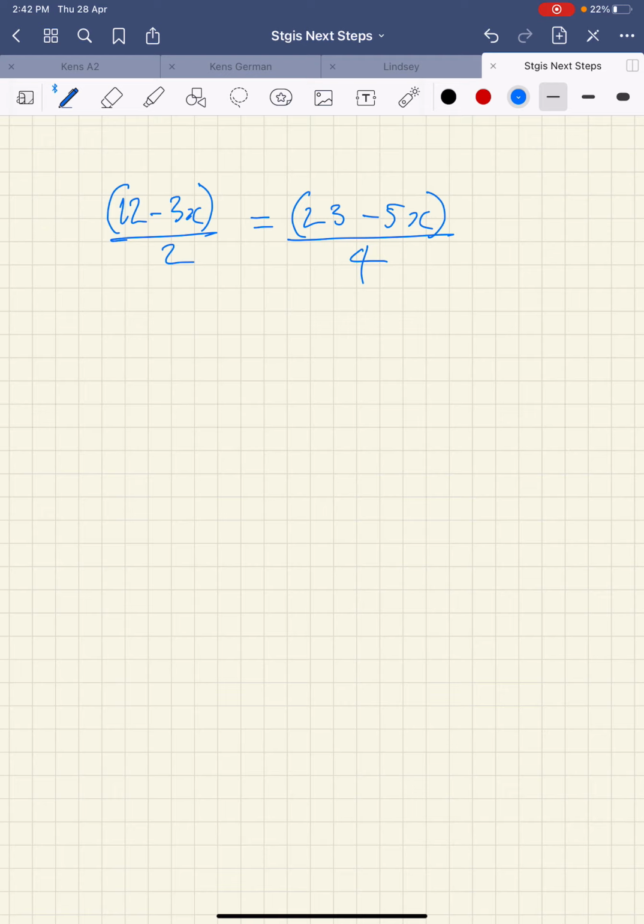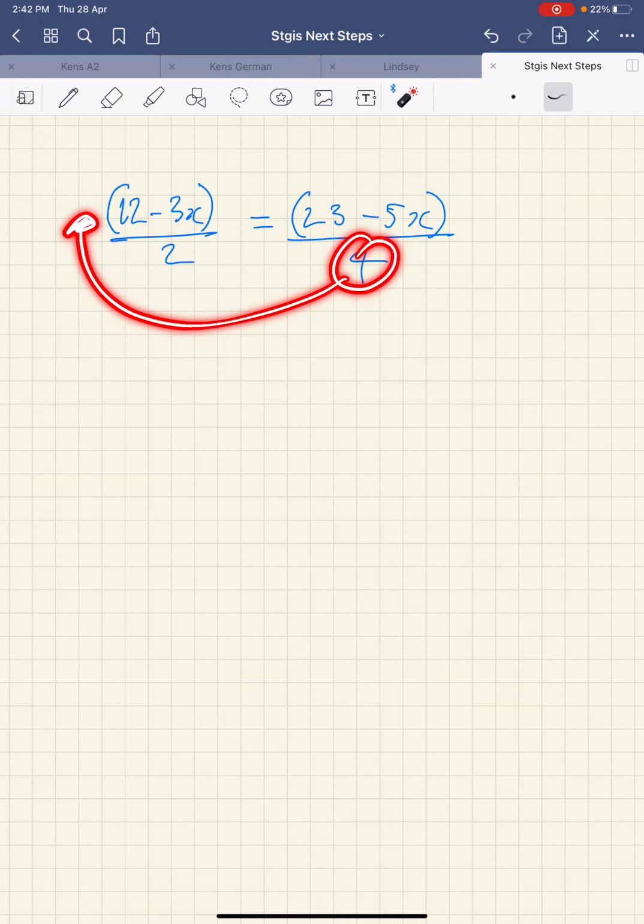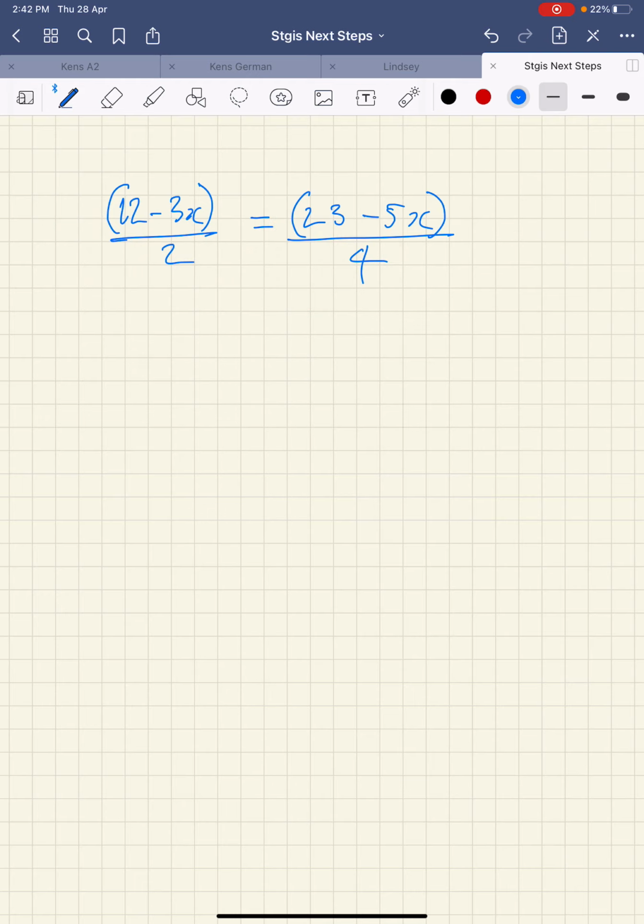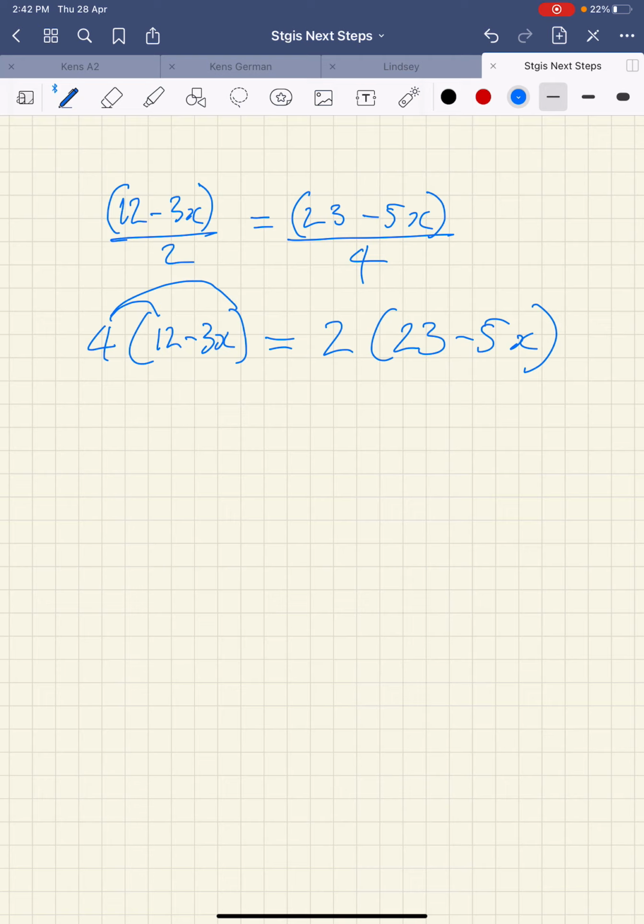multiplying. All right, so let's just see what it looks like now. This 4 comes up here to multiply, and the 2 comes up here to multiply. So let's just go and write that next line. The 4 comes up to multiply, and the 2 comes up to the other side to multiply. And now we expand the brackets. 4 times 12 is 48. 4 times 3 is 12. That's a minus.